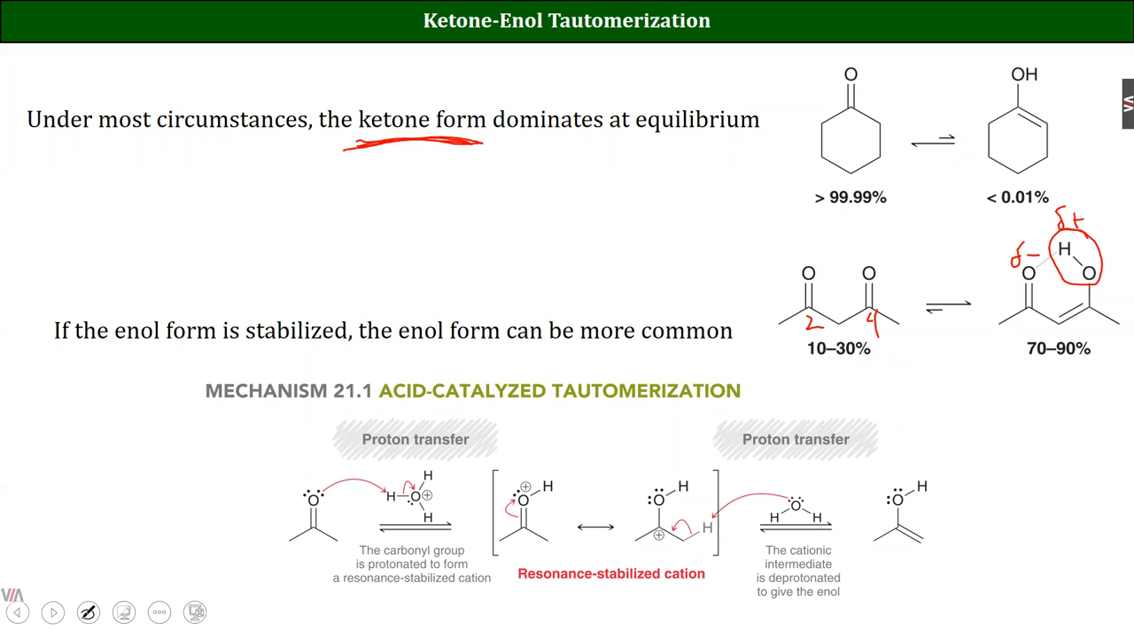And even if it's not stabilized, even if only 0.01% of the molecule is present as the enol form, if you have something that can react with an enol, then that still might be enough that you could have a reaction happen. Because remember, these are equilibrium processes, right? So if you have a tiny amount of the enol form, but every time you form the enol, it reacts right away with something else that's present, then you're just going to keep making more enol.